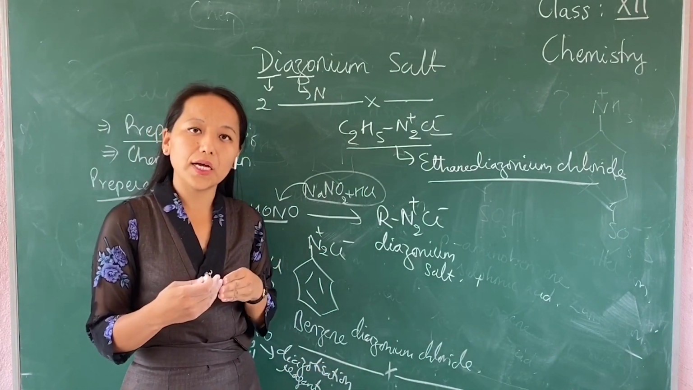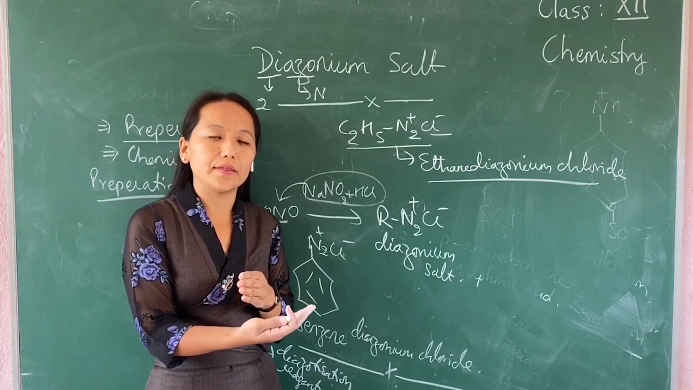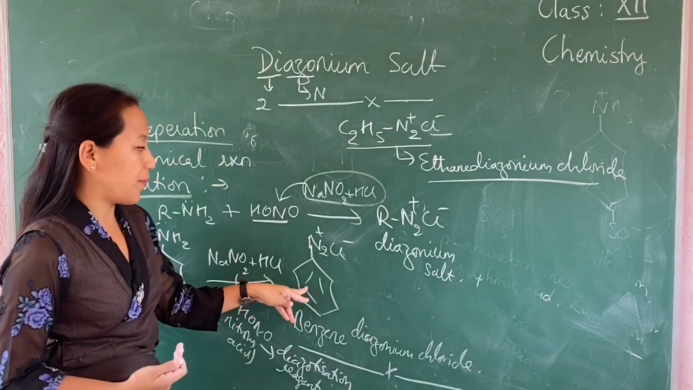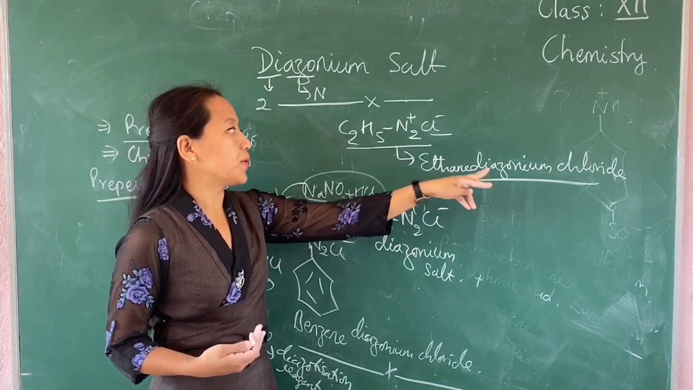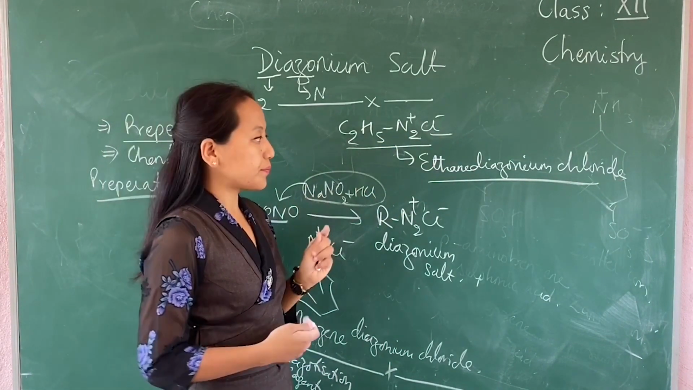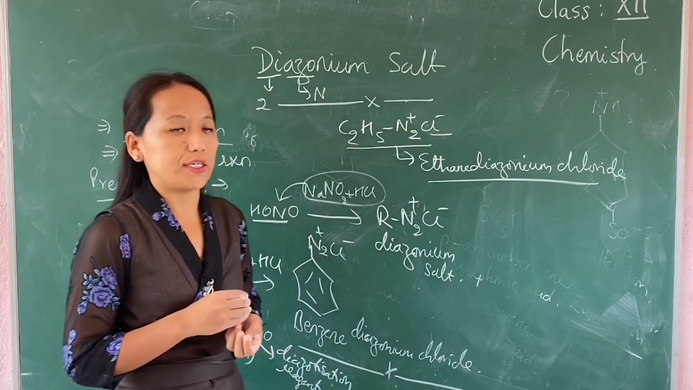First name of the hydrocarbon followed by the word diazonium, and then finally followed by the name of the anion. Benzene diazonium chloride when you have a benzene, N2+Cl-. Ethane diazonium chloride when you have an ethane, N2+Cl-. So that's about the naming of the diazonium and the preparation of the diazonium salts.